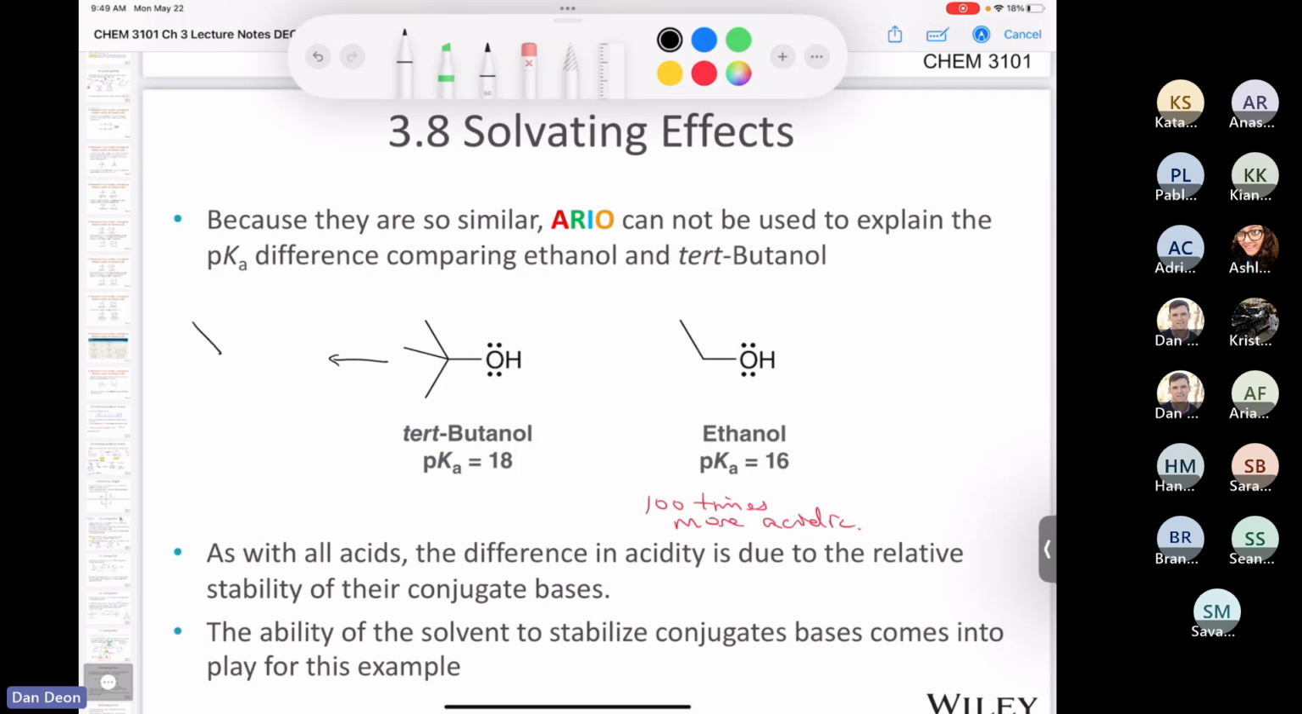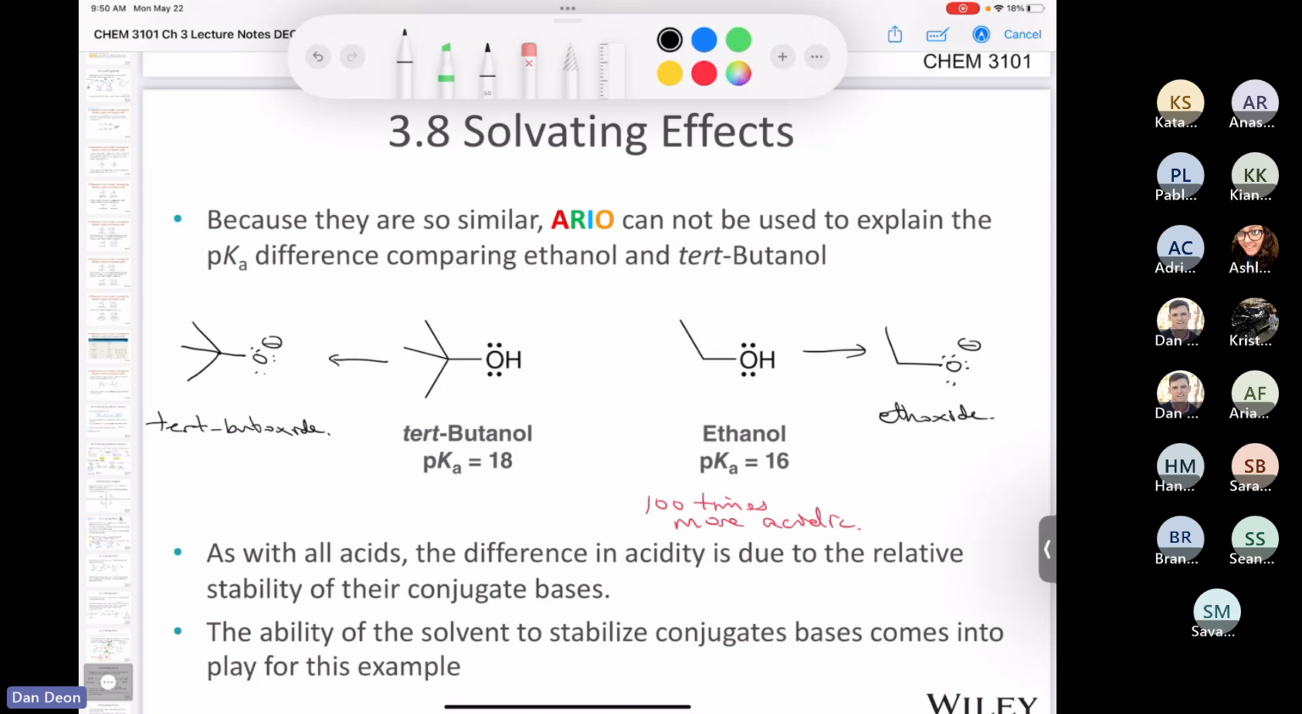It actually lies in the structure of the conjugate base. If you look at the conjugate base of tert-butanol, we call this tert-butoxide. I've mentioned it a few times already. And if you deprotonate this, you end up with this ion. We call this ethoxide.